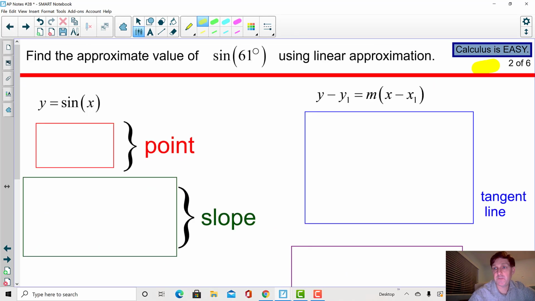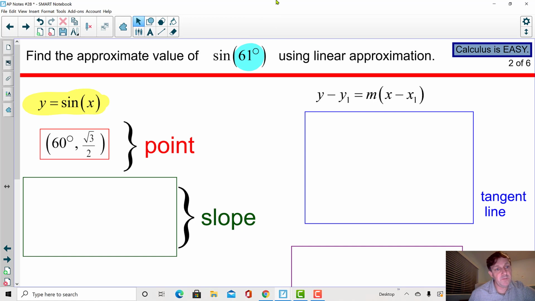Okay, we have 6 examples. This is our second example. We're going to use linear approximation to approximate the value of sine of 61 degrees. You'll notice we'll start by calling our function sine of x. We've got to choose a point. And we need an x value that's close to 61 degrees that we know. But we know sine of 60 degrees, so we're going to let x equal 60. And if we plug in 60 degrees into our function, we get sine of 60 degrees, which is root 3 over 2. So now we have our point.